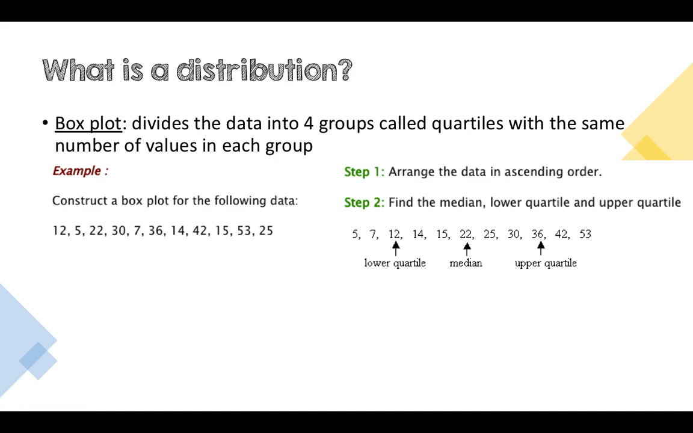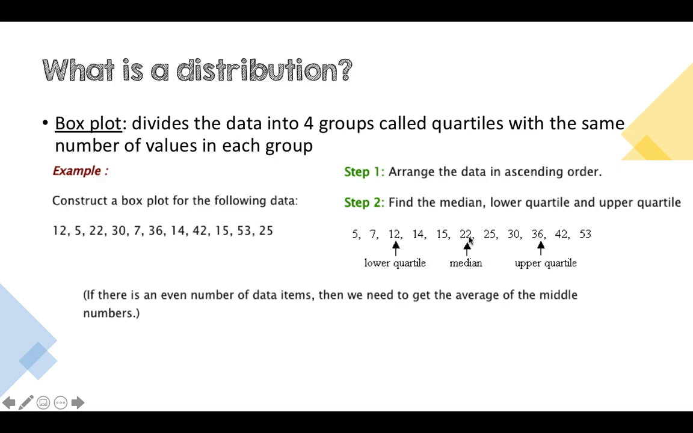And then we want to find the median, the lower quartile, and the upper quartile. So the median is just the middle number. There are 1, 2, 3, 4, 5, 6, 7, 8, 9, 10, 11 values. So the 6th value is right in the middle. If there was an even number of data items, then we would get the average of the 2 middle numbers. So if there's 2 numbers in the middle, to get the median, you take the average of them.